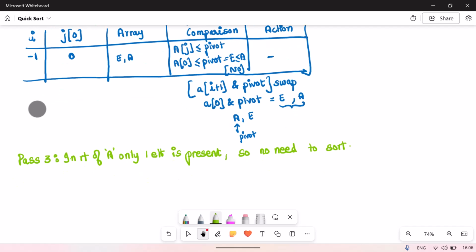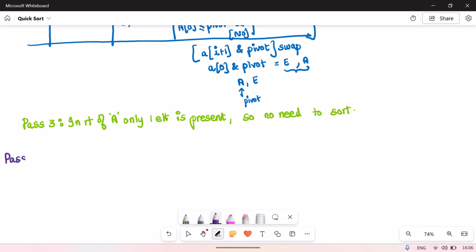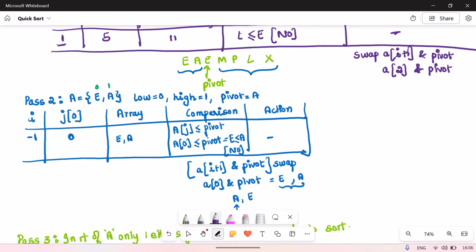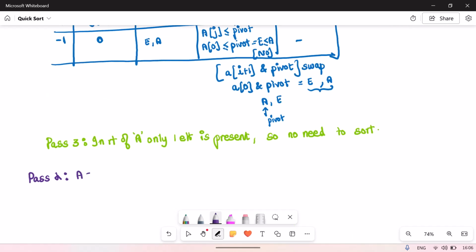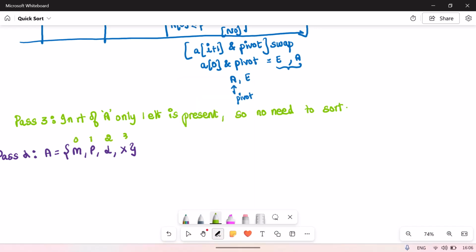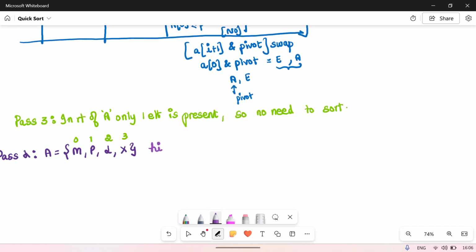Okay, like this. Let us do pass 4. Pass 4. So I've got the right side as MPLX. This is the array I've got. The elements are 0, 1, 2, and 3, the indexes. So I'll write the high and low. High is 3, low is 0, and pivot is the last element. So it is X.